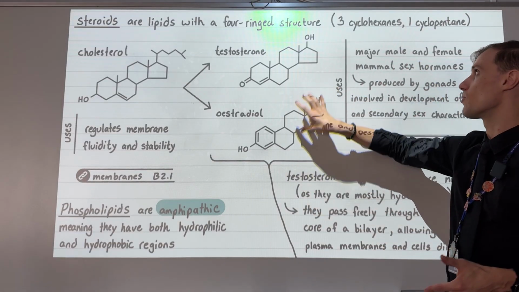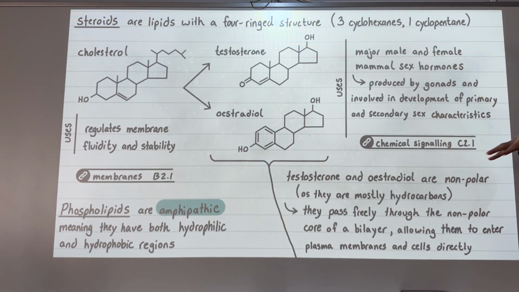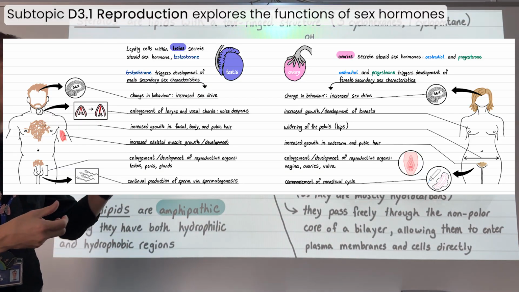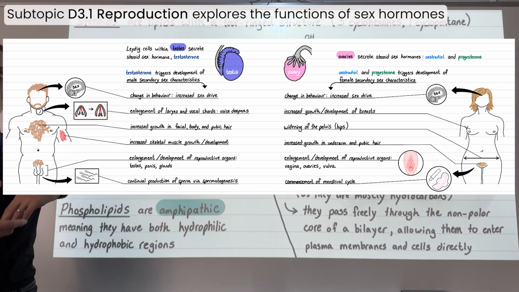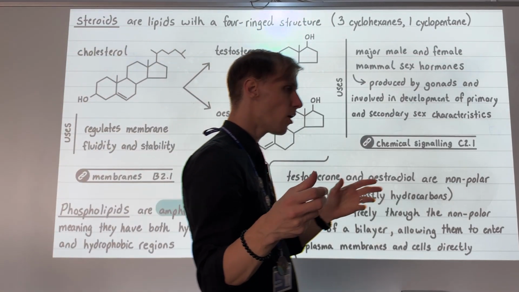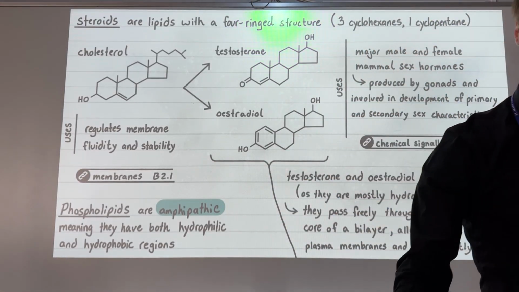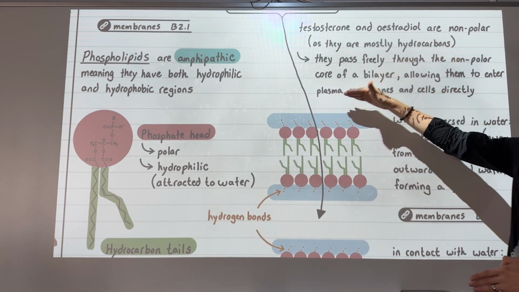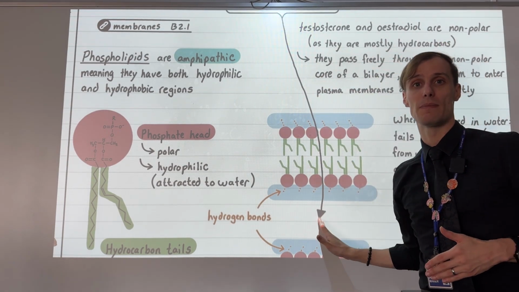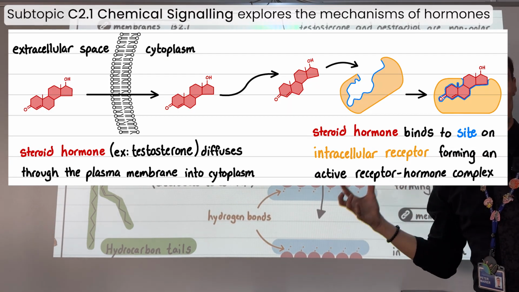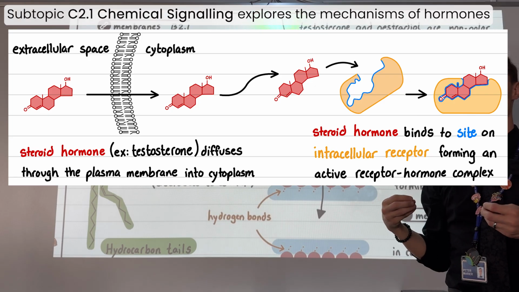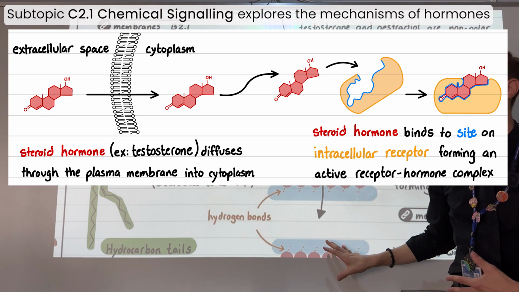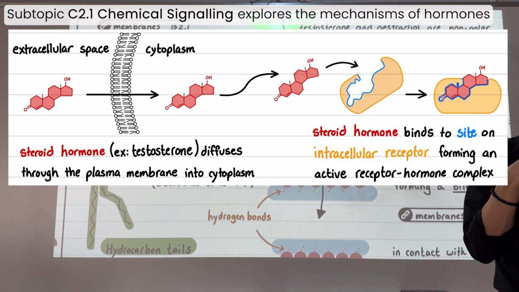And where these are really relevant is that these are the major male and female sex hormones, and they're involved in primary and secondary sex characteristics, things that we'll look at when we look at chemical signaling and even in reproduction. Now, what is the relevancy of these structures? Well, testosterone and estradiol, because they are nonpolar, they're able to directly pass through a phospholipid bilayer. And this is something that we've also explored in A1.1. So as a signaling molecule, which is what hormones are, the fact that they can readily pass into a cell means that they can deliver a signal very, very quickly.